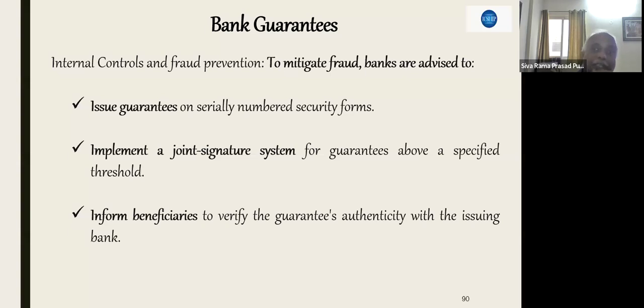Internal controls to mitigate bank guarantee fraud: serially numbered securities. Today, fraudulent bank guarantees exist, like fraudulent currency notes. Implement joint signature above a specified threshold limit. Once it is above 50,000, two officers have to sign the bank guarantee with name, employee number, etc. Inform the beneficiary to verify the bank guarantee's authenticity with the issuing bank.